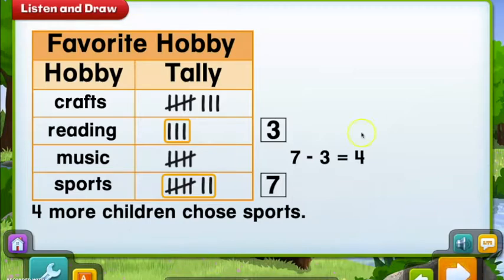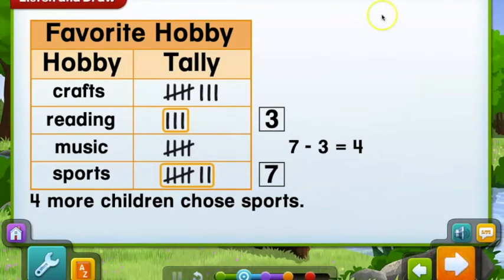So this is something that we did yesterday. We learned that if you want to find the difference between how many people chose one thing compared to the other thing, then you take the topic that was the most popular one or had the biggest number of votes, and you subtract the smallest number of votes from the biggest one. So in this case, they wanted to find out how many more people chose sports than reading. Sports had 7 and reading had 3, so 7 minus 3 equals 4. So 4 more children chose sports. That's a refresher from what we did yesterday.